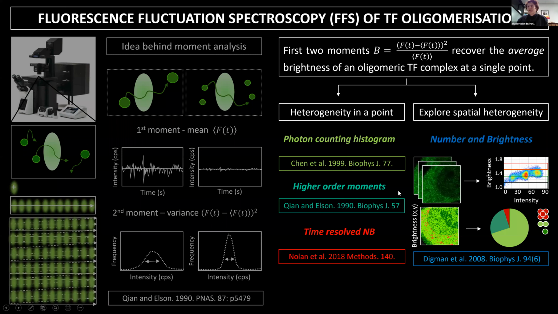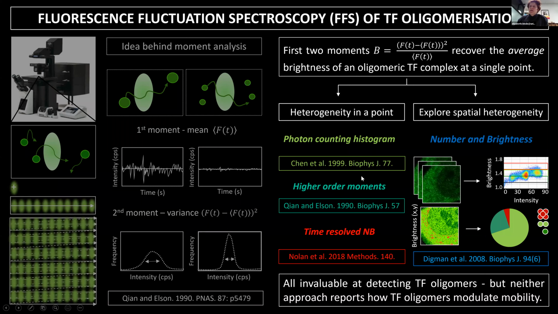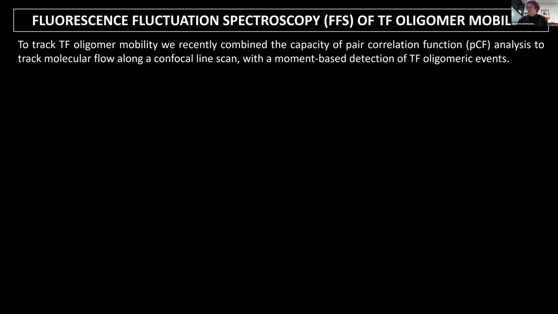But the problem with both of these approaches is that neither really comments on how these different species are moving. So I can either have information on how they're spatially distributed, how heterogeneous they are in a single point, but in the context of transcription factors, neither really tells me what happens after that snapshot, and does the oligomeric form modulate the mobility of the transcription factor versus the dimer. And this is what we're ultimately interested in, like we were with 53BP1. What happens to the dimeric versus the higher order oligomeric form of our biological protein?